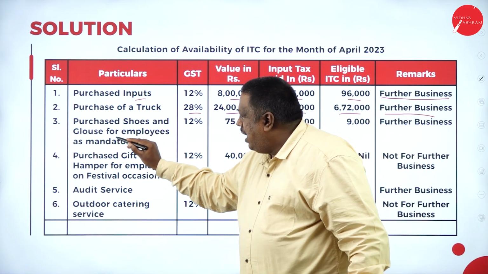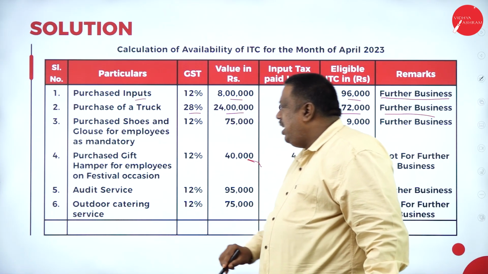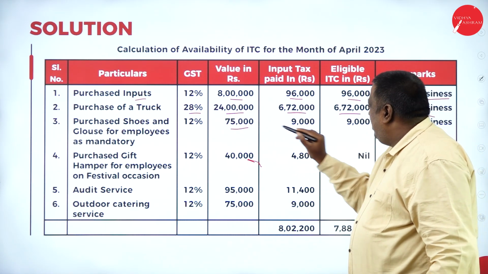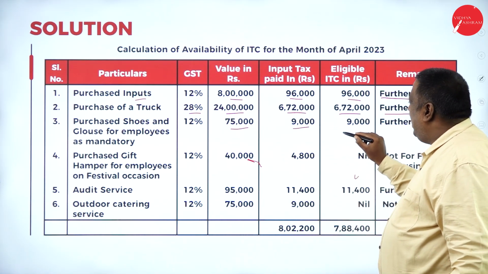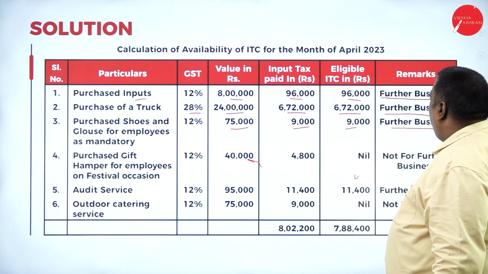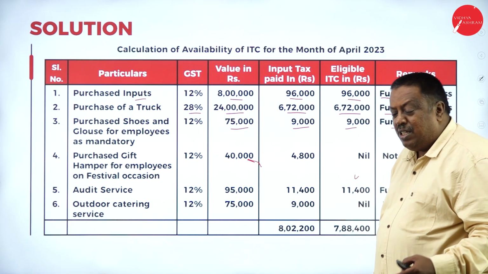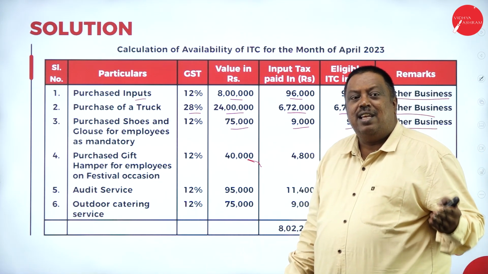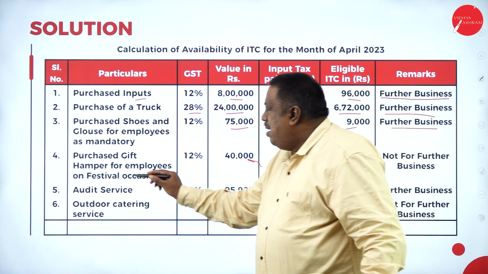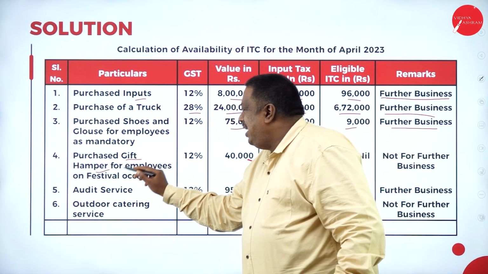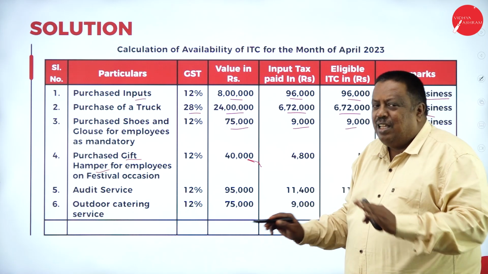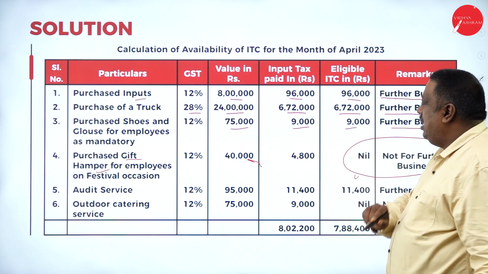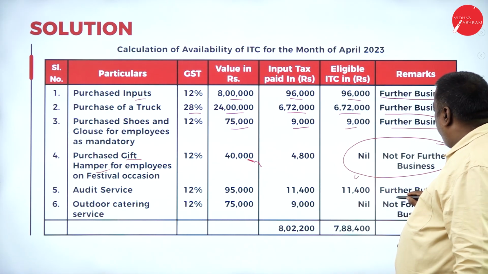Purchased shoes and gloves for employees as mandatory safeguards, and they will be used here in the business. Now, whether it is eligible, yes, it is eligible. It is used in the further business activities for the protection of employees as well as for the raw materials and even for the machineries or capital goods. Purchased a gift hamper. Already we are saying a gift hamper is for employees. So here I'm not going to get any benefit. We are not going to get any benefit here. Audit service will get benefit.